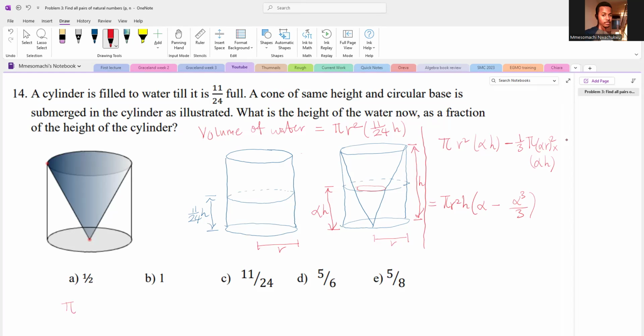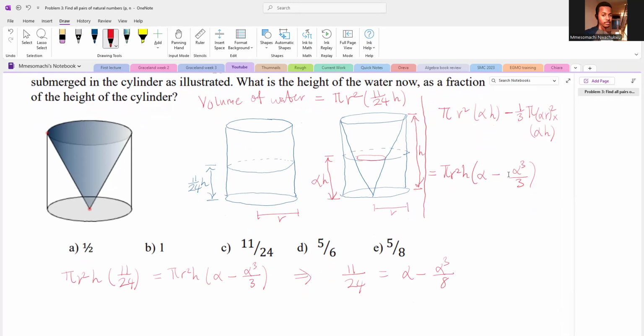So we have pi r squared h times 11/24. This is equal to pi r squared h into alpha minus alpha cube over 3. Okay, we can cancel out pi r squared h. So this implies we have 11/24 equals alpha minus alpha cube over 3. So let me scroll down and let's try and solve this polynomial.